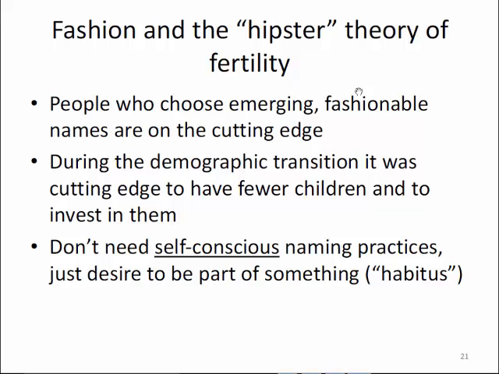You're giving the child a name. There's no conscious thing. You're not thinking, if I name this child, I'm giving them a high-value name. You're aspirational in terms of the social meaning and your status. Okay? So one of the things that was cutting edge was to have fewer children and invest in them. And you don't need the self-conscious naming practices. You just desire to be part of something. Bourdieu, habitus, I think it's the same idea here. You're striving to have a certain social signification or meaning for your family and yourself.